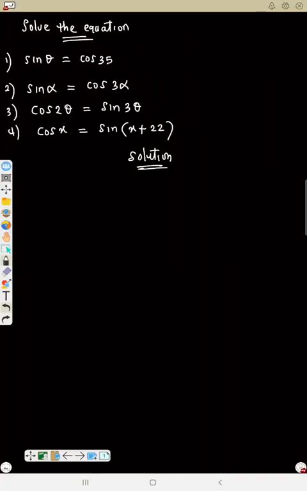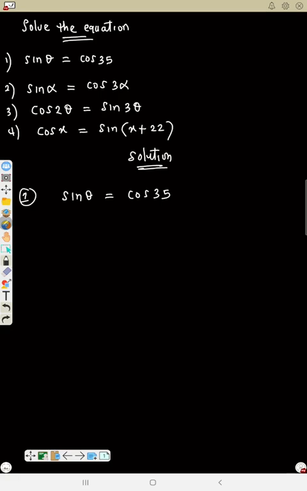So now let's solve examples. Number 1: sine theta equals cos 35. If you see any question like this, what is the value of theta that will make this equation equal?